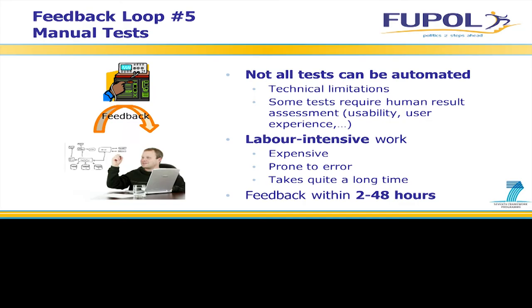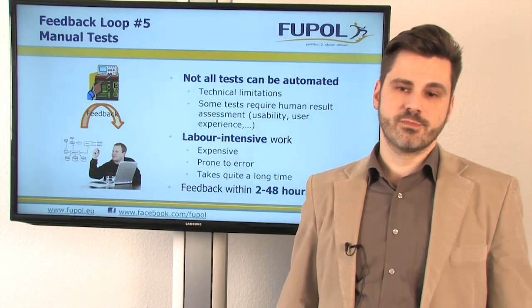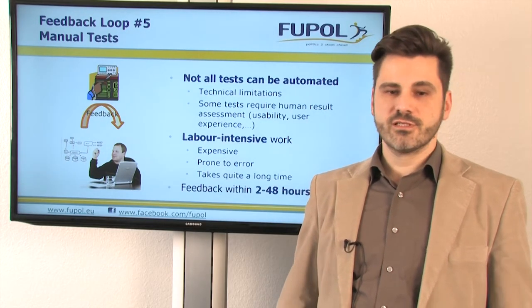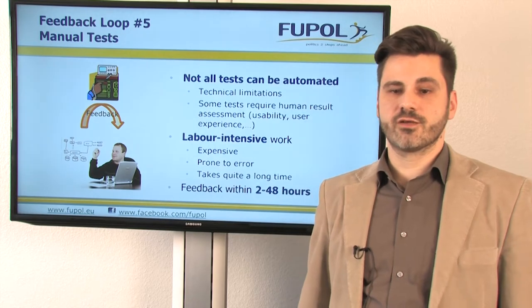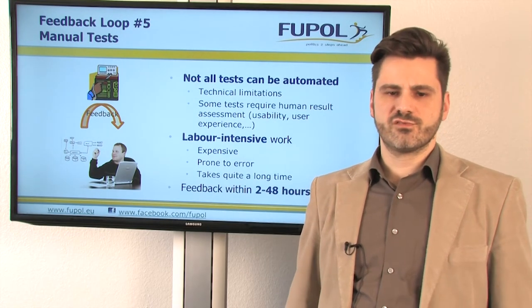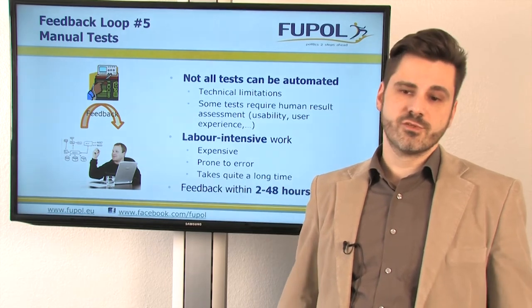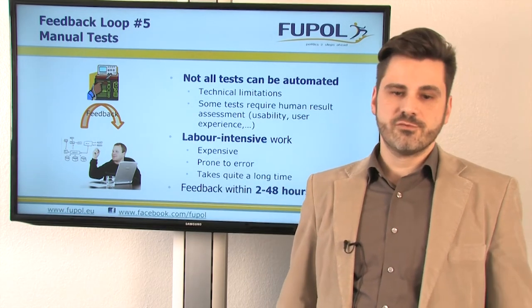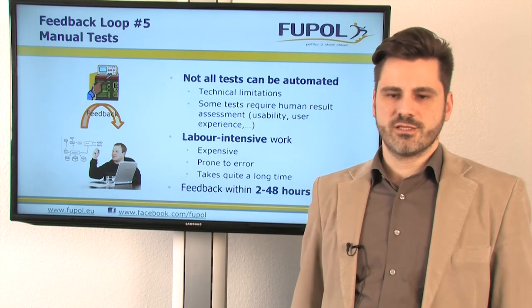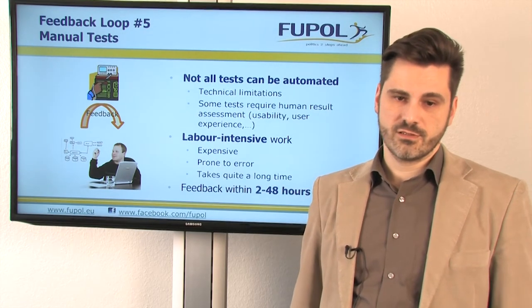The fifth feedback loop is the manual tests that are done by the team's testers. There are still some tests that can't be automated in an economic way. Usually this involves very rich parts of the user interface or non-functional requirements as usability. So, after every development iteration, there are still some tests that must be performed by a human tester.